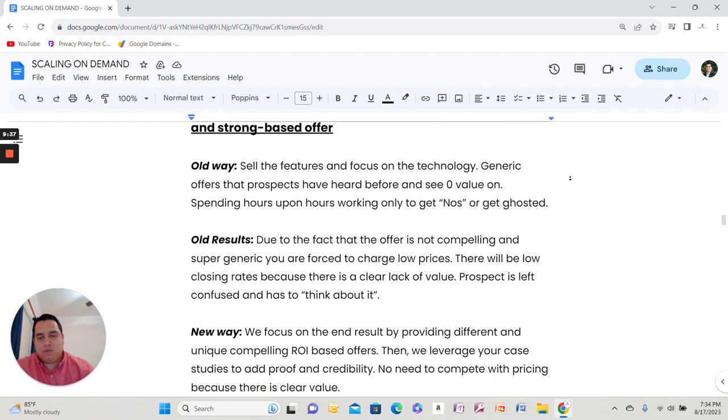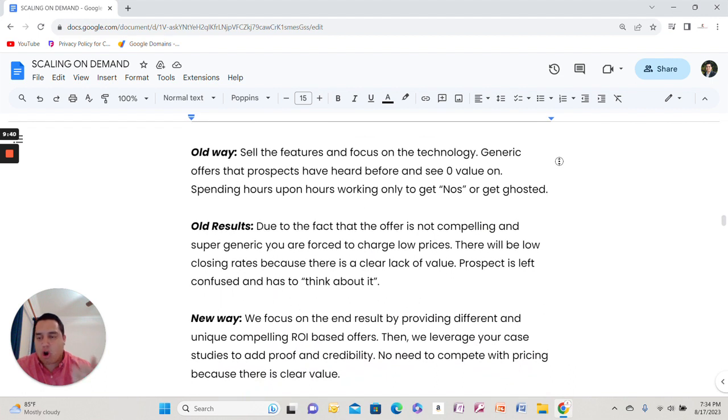This results in you being forced to charge low prices, because there's no value. And because there's no value and no unique selling proposition, the prospect is left confused. Like, okay, I kind of get what they do, but I don't. I have to think about it. They come up with these excuses. They don't really see the value in it. As much as we want to try to explain to them, it's not going to really resonate with them.